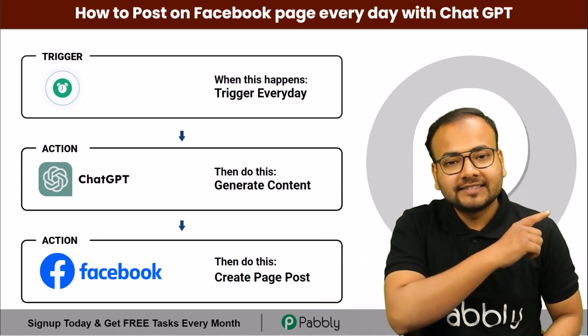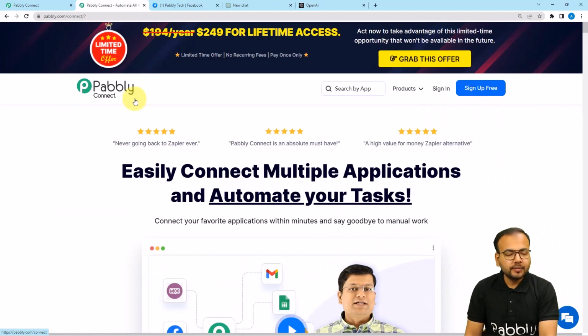Let's begin. To set up this automation, guys, we are using Pabbly Connect, which is an automation and integration tool. And this is the landing page of Pabbly Connect. I'm going to paste the same link in the description as well so that you can sign up for free and you will get free automation tasks every month to test and set up your automations. So you can just sign up right now.